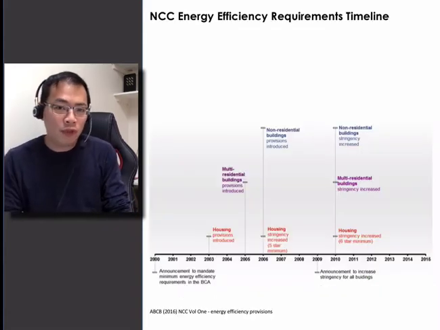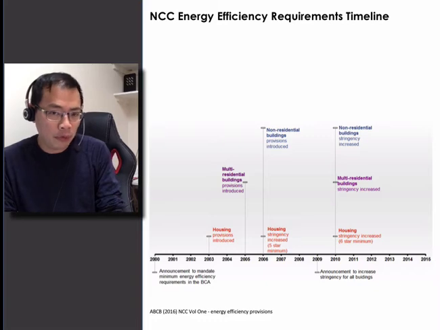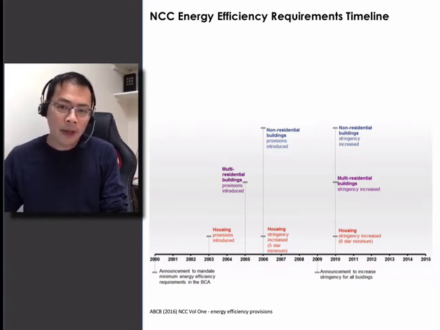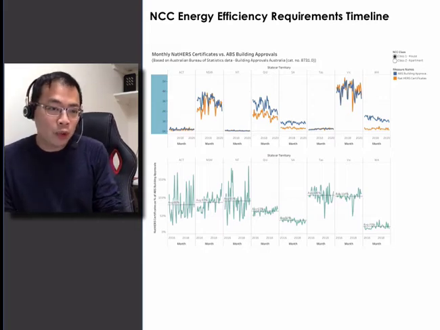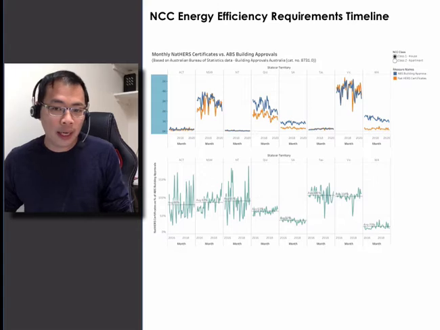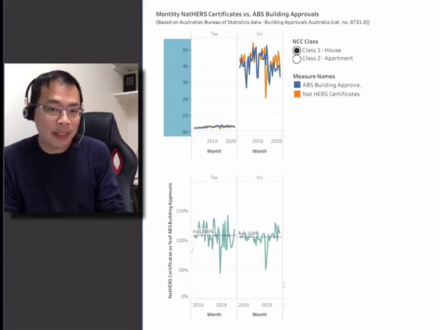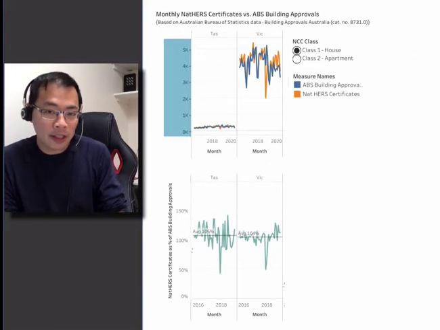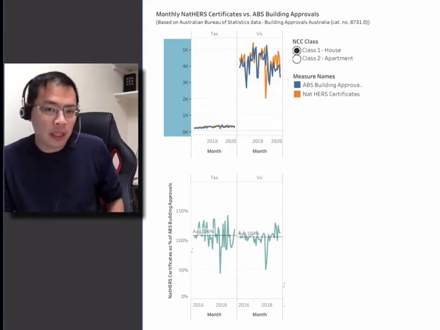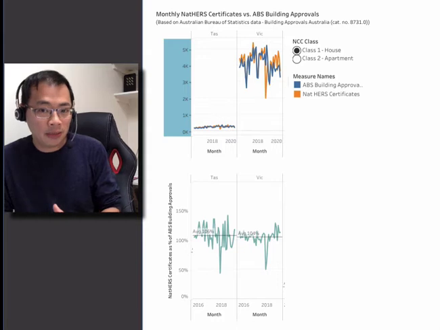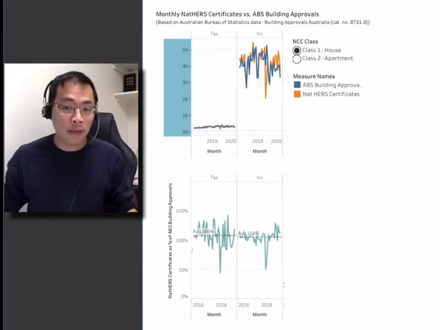We have had energy efficiency introduced sometime in 2003, and this was mandatory for houses from that point onwards. And we can see that the take-up rate using NatHERS software is actually very high, especially in cooler climates. If I zoom in at places like Tasmania and Victoria, the southern states in Australia, we find that the take-up rate is almost 100% if we compare the number of NatHERS certificates against the building approvals for the same months.